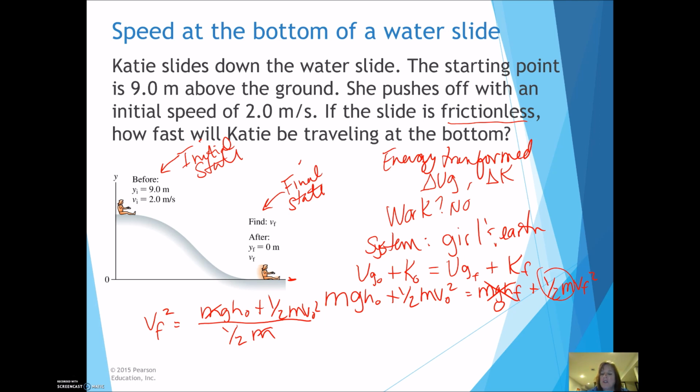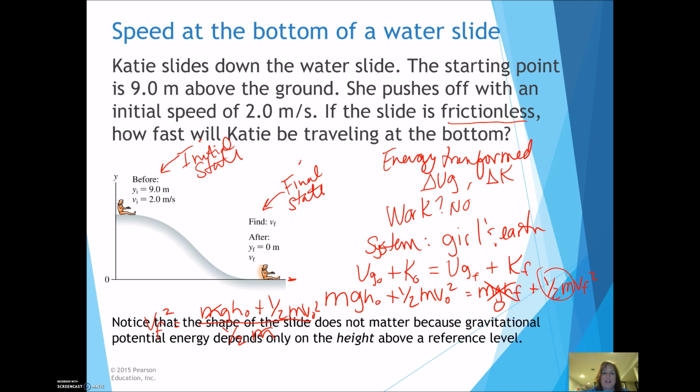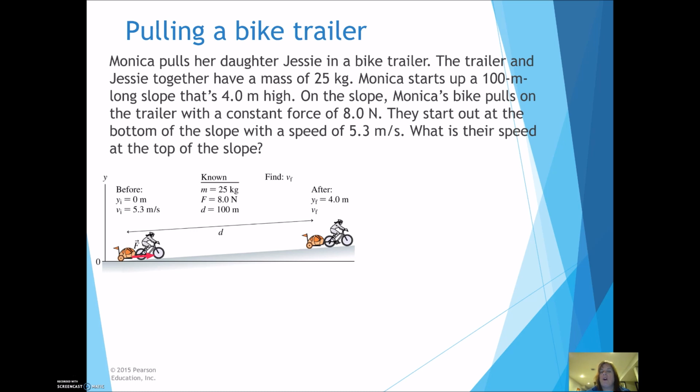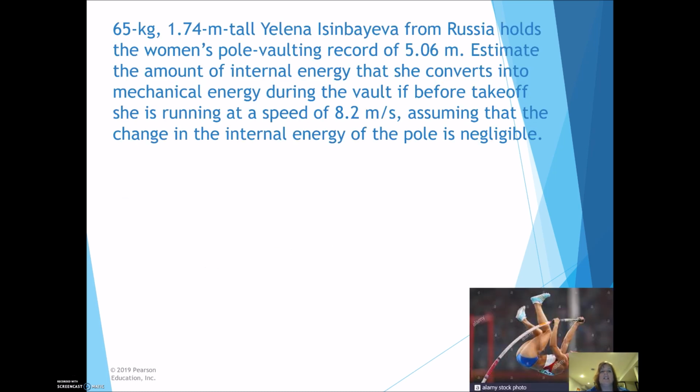By yourself, let's see if you can solve these, and we'll go over them in class. Solve the next problem on your page, about Monica pulling her daughter. Notice this time I have information about the force. Her bike is pulling on the trailer with a constant force, so let's keep that out of the system. Let's have that do work. Look at your energy changes. See if you can solve that for the speed at the top of the slope. And then finally, see if you can find the change in internal energy.